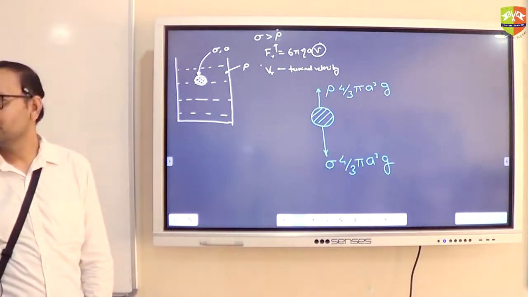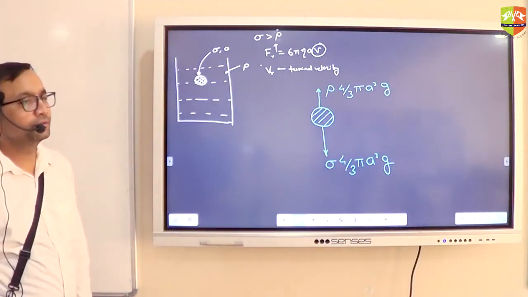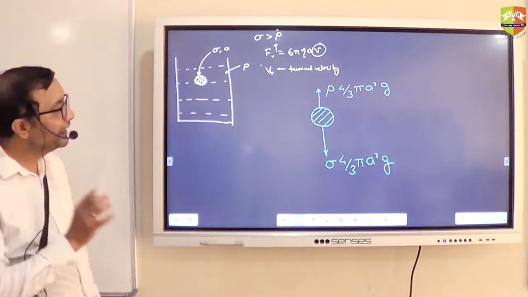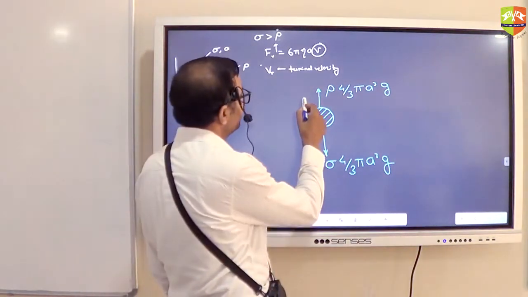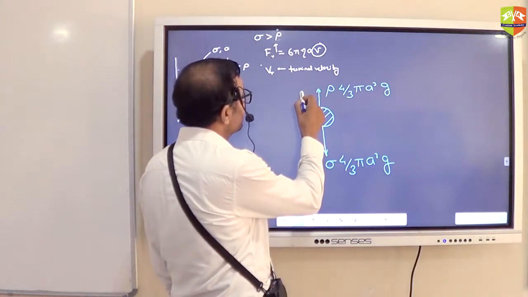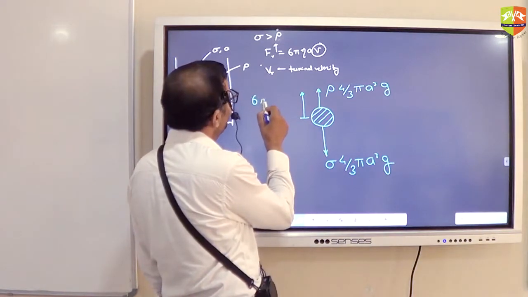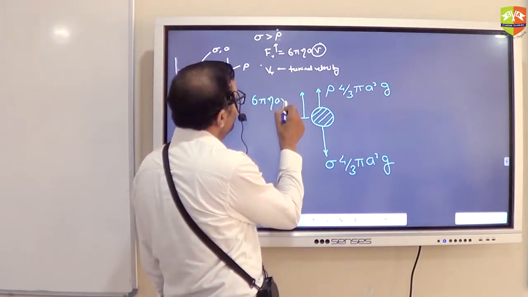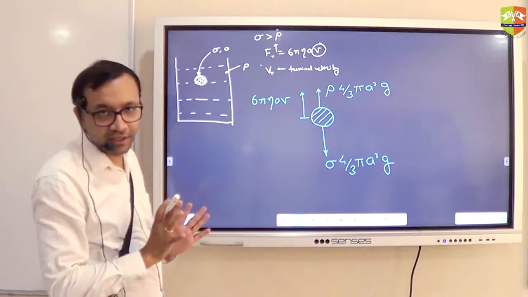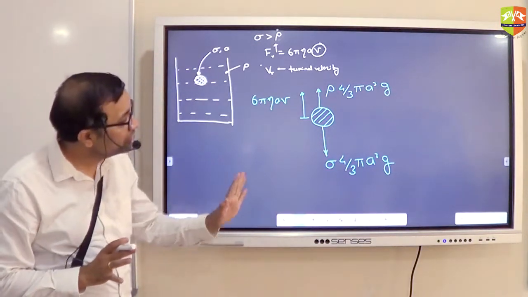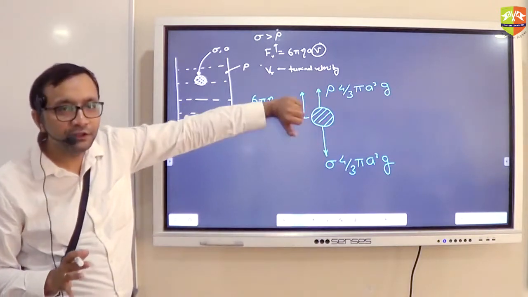What did I say? I said buoyant force. This is a buoyant force, the weight of the liquid displaced. And there will be a viscous force also. Viscous force will be 6 pi eta a v. Only three forces are there. If velocity is constant, the sum of these three forces should be equal to 0.